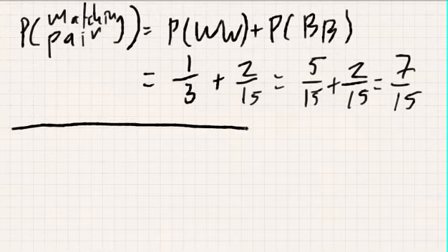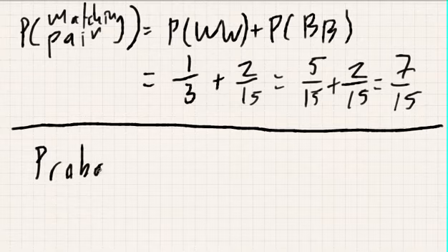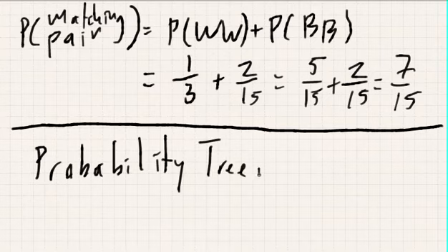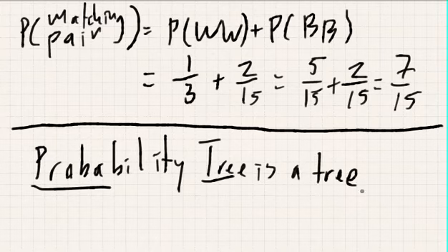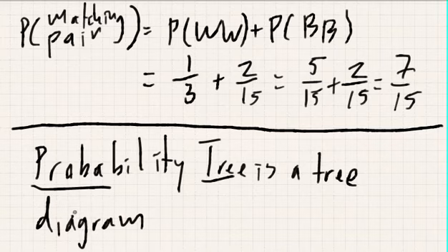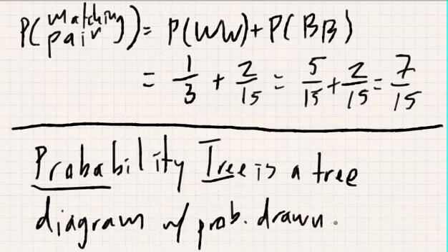So this tree diagram that I just drew is called a probability tree. A probability tree is a tree diagram, which we've discussed in the previous chapter, with probabilities written on each branch, so on the branches.